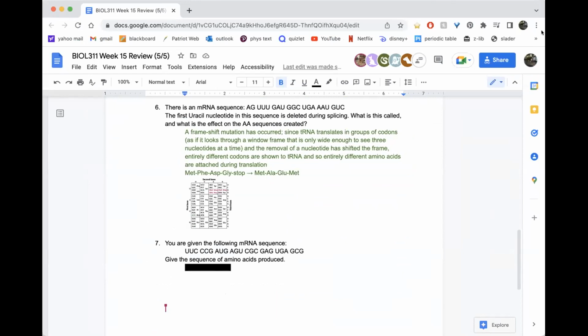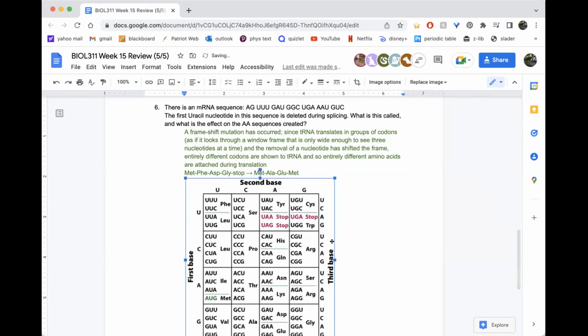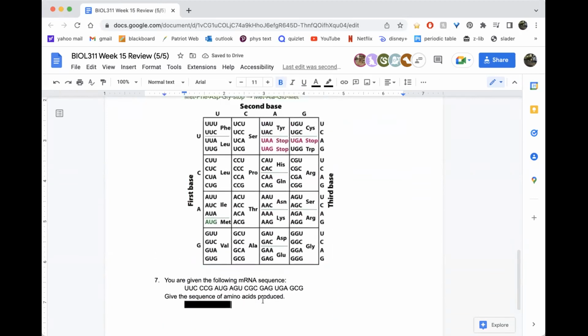So basically, this next question is really similar to the last one. It's asking you guys, can you figure out what the amino acid sequence is based off of a given mRNA sequence? So does anybody know what our first amino acid would be? I'll make this table bigger so we can see.